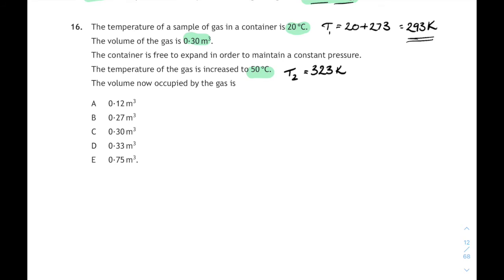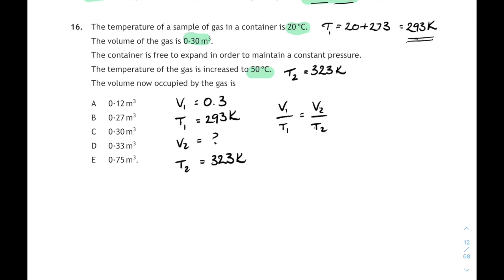Now, I would make a list of all of these things, and then pick the right gas law that we're going to use. So we know that V1, the first volume, was equal to 0.3 cubic meters. The first temperature was 293 Kelvin. The second volume is what we've defined, and the second temperature was 323 Kelvin. So the gas law that we want to use is V1 over T1 equals V2 over T2. That's Charles' law.